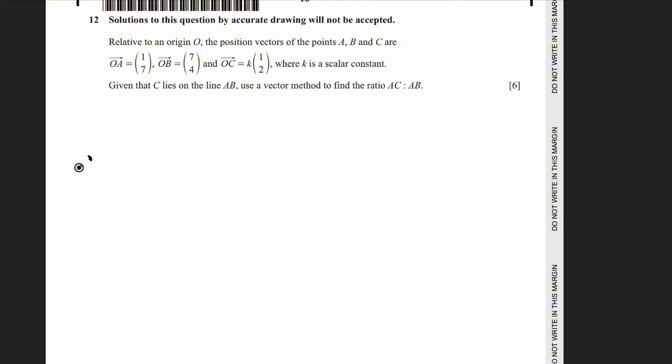Relative to an origin O, the position vectors of A, B, and C are: OA is 1 unit to the right and 7 units upwards, so 1, 7, you get A, and then 7 units to the right and 4 units upwards to get to B. And then with some scalar value k, we go 2 units rightwards and 1 unit upwards to get to C. We don't know the value of k. We have to find the value of k.